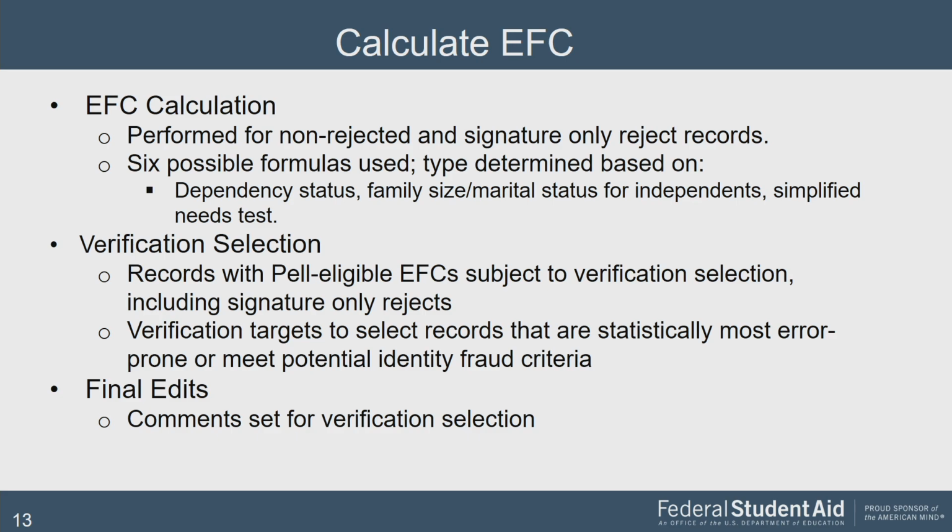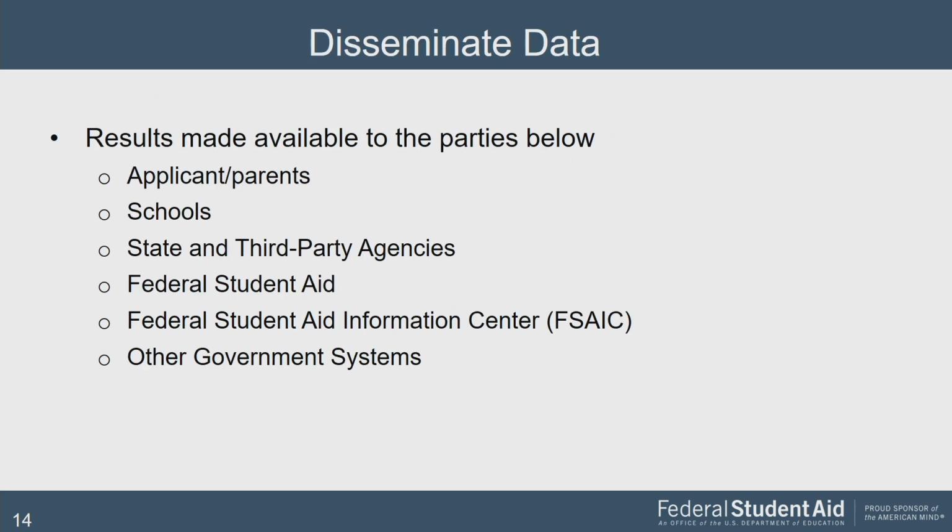That's really unlucky. So anyway, after we do verification selection, we do our final edits, and we are finally ready to disseminate the information. Typically, when a student submits their FAFSA application, we do a sweep later in the afternoon. We pick up those records, and most often we're able to provide the results the following day. The student submits on a Friday. You're not going to get the results until Monday.